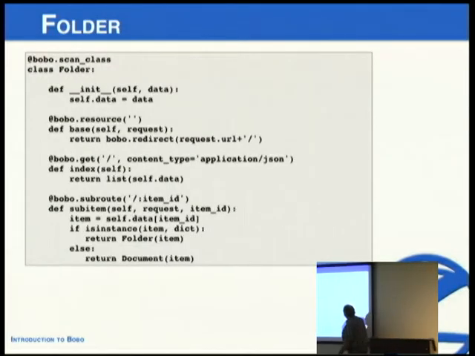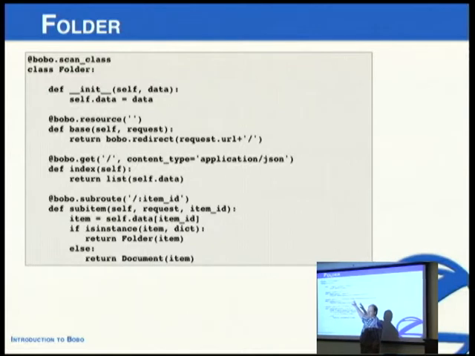Our folder class uses Bobo scan class, which is similar to the option we saw in the subroute, which tells Bobo to look through the class for handlers. A common pattern is to have a route handler for the empty string that simply redirects to slash. This is kind of like what a lot of web servers do.